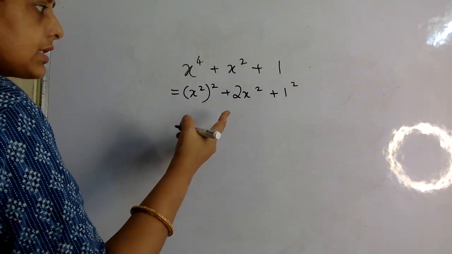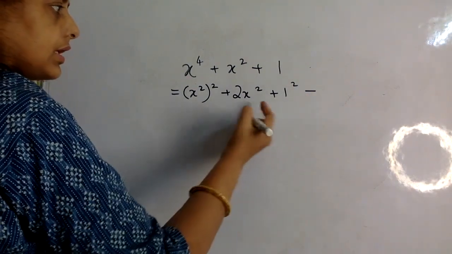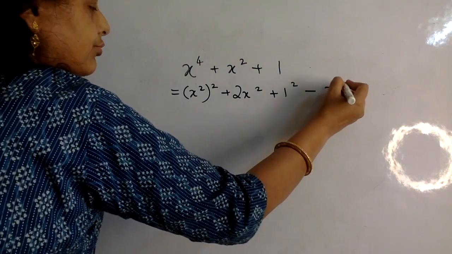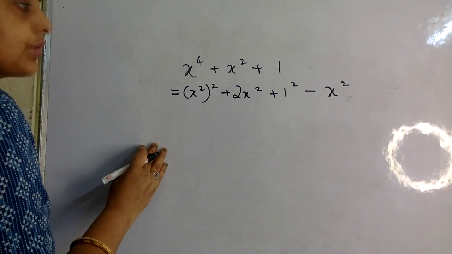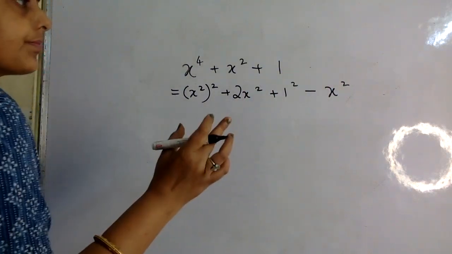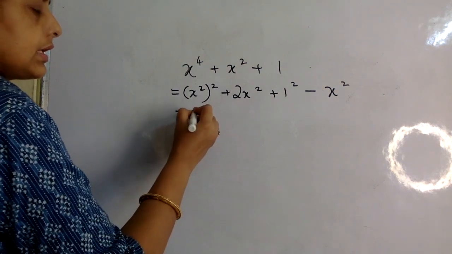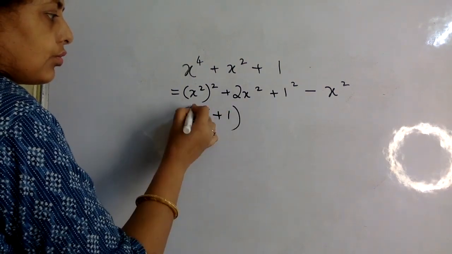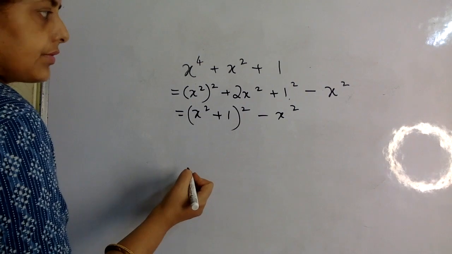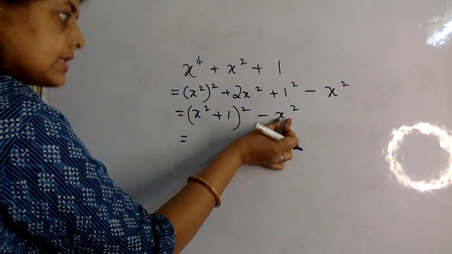What if I make it a 2x square? If I make it a 2x square, then it looks like an expansion, a plus b whole square minus how much? Minus x square. Because I have given it one extra x square here, so I have taken out that x square here. I gave it one x square, so I took out one x square. Now x square plus 1 whole square from here to here gives me this minus x square.